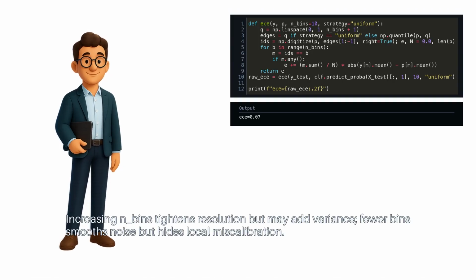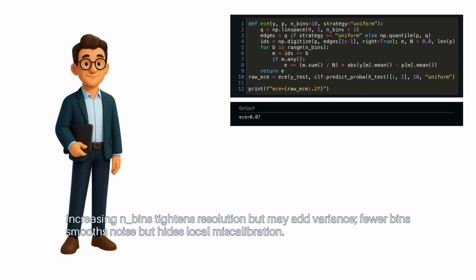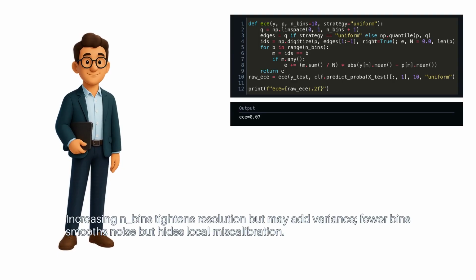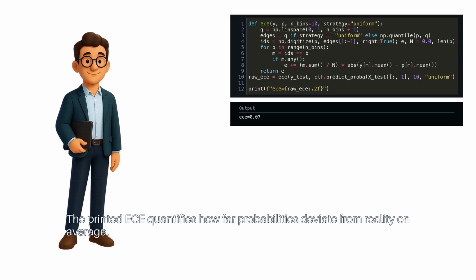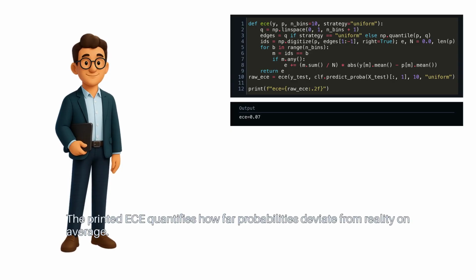Increasing n_bins tightens resolution, but may add variance. Fewer bins smooths noise, but hides local miscalibration. The printed ECE quantifies how far probabilities deviate from reality on average.